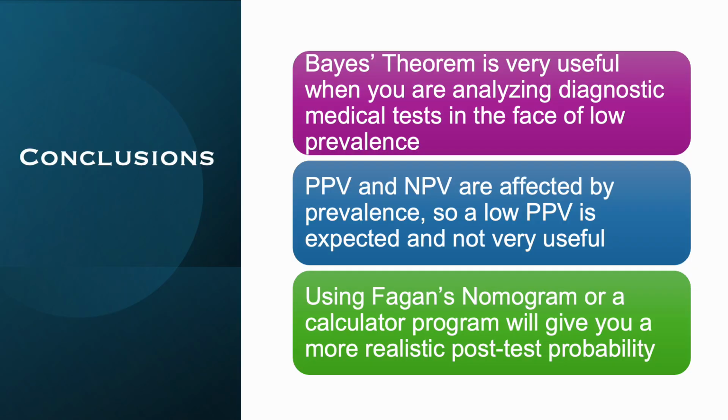So in conclusion, Bayes' theorem is very useful when you're analyzing diagnostic medical tests in the face of low prevalence. PPV and NPV are affected by prevalence, so a low PPV is expected and not very useful. Using Fagan's nomogram or a calculator program, you'll get a much more realistic post-test probability.